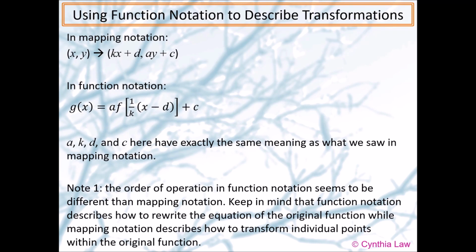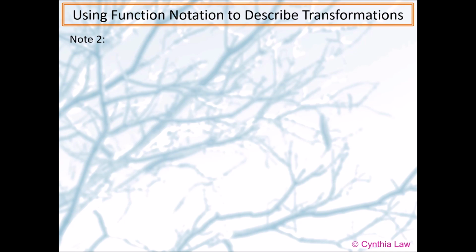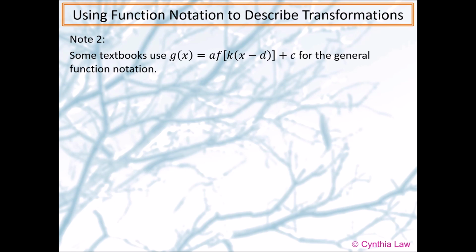It is important for us to remember that the function notation is written differently than the mapping notation. So you have to remember that when you're using function notation, it's 1 over k times bracket x minus d close bracket. Okay, we cannot use kx plus d in the function notation, so you have to remember that. The difference between the mapping notation and function notation is because the mapping notation describes points and the function notation describes relations.